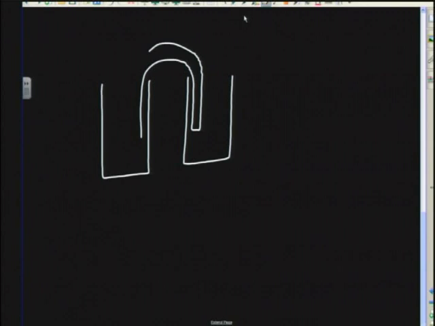Guys, I'm sure that you're far more artistic than I am. You can see why I'm a science teacher.